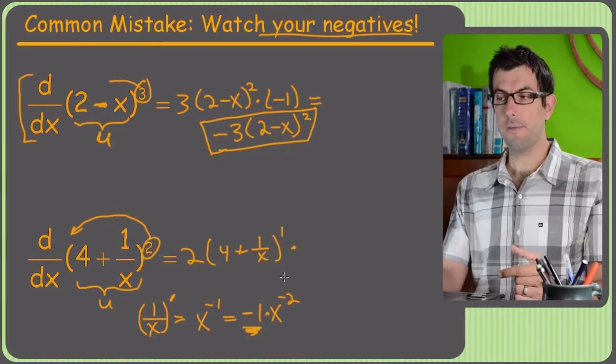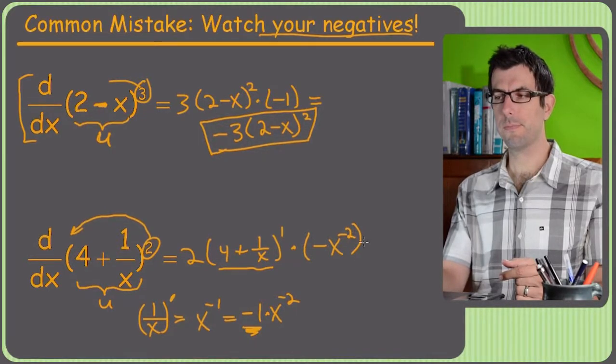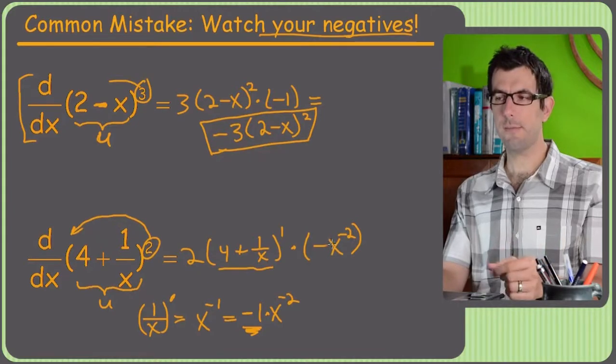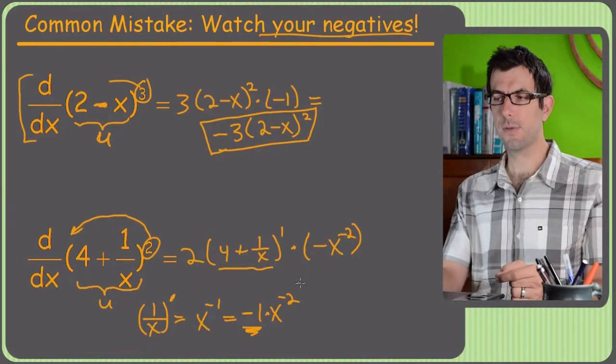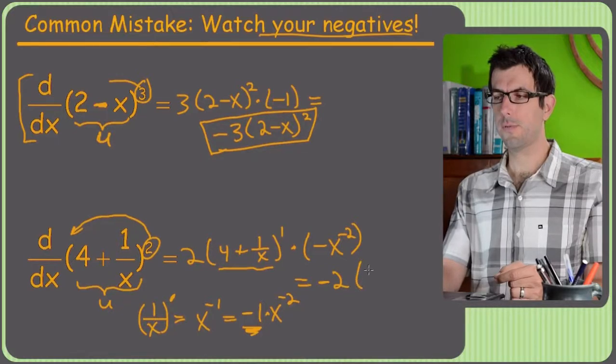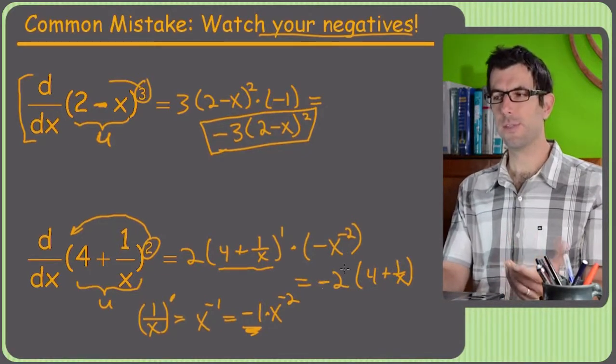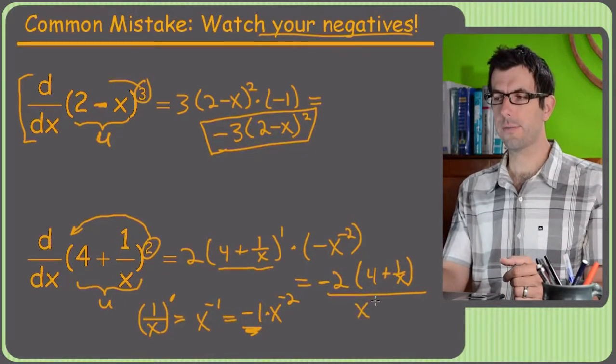So going back to this example, here was u. Turns out our u prime is negative x to the minus 2. So you can see how we got a negative sign out of it, and it's a little bit confusing. So I'll just take this negative sign and move it out front. So we'll get negative 2 times 4 plus 1 over x, and then times x to the minus 2, but really that's just x squared downstairs.